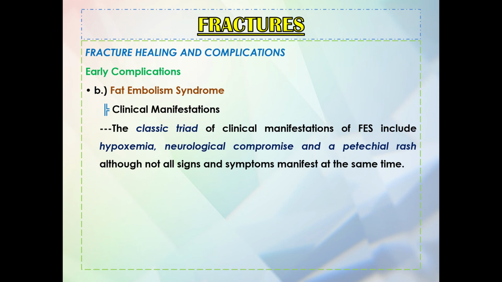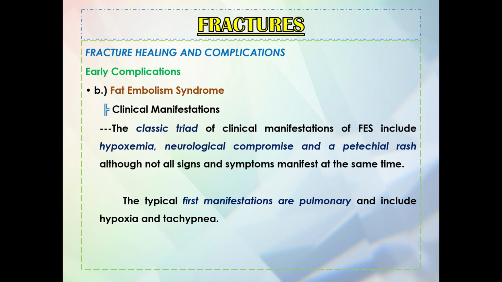So ano yung ating clinical manifestations for fat embolism? So there's a classic triad of clinical manifestations of FES or si fat embolism syndrome. So the classic triad, yung tatlo na to are, we have the hypoxemia, neurological compromise, and a petechial rash. Although not all signs and symptoms manifest at the same time. So again, the three classic triad for FES or fat embolism syndrome, you have hypoxemia, okay, and then you have neurological compromise and petechial rash.